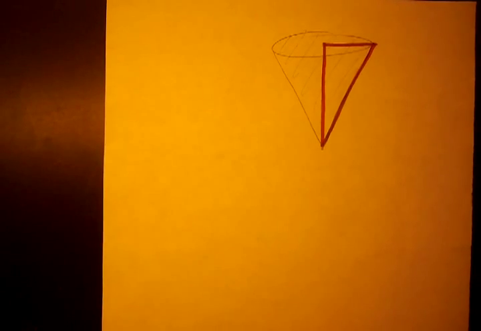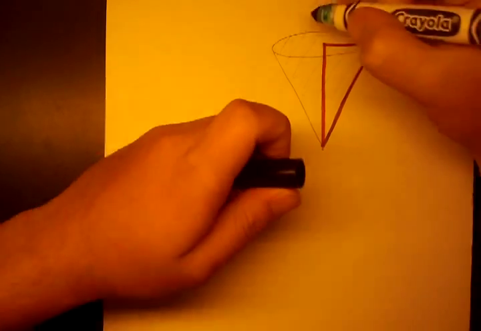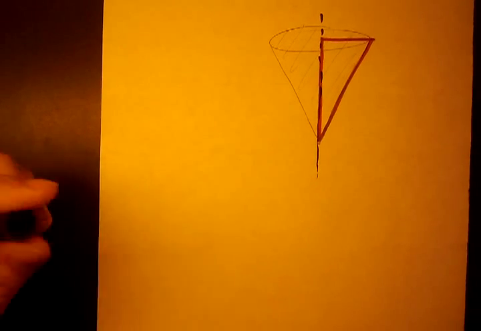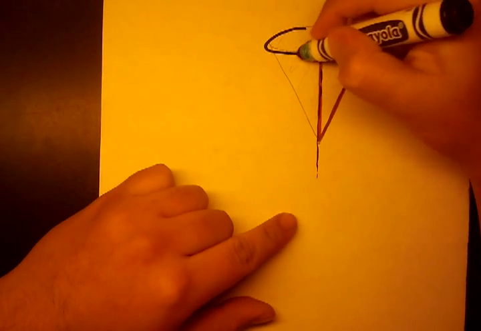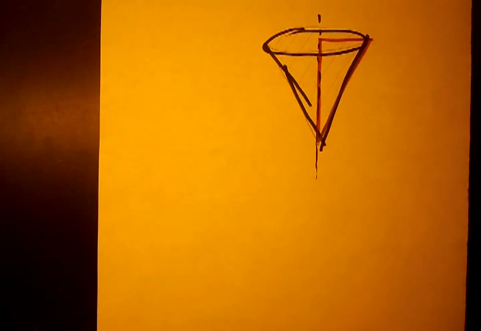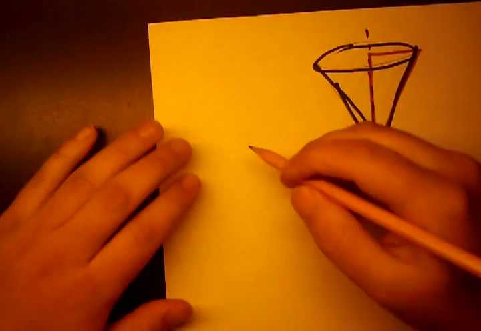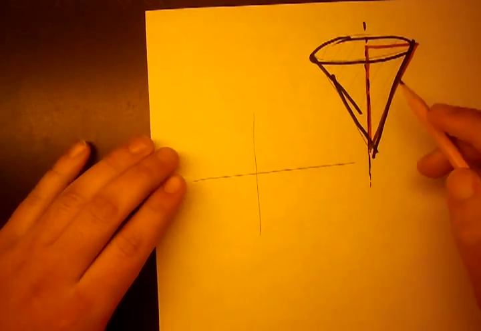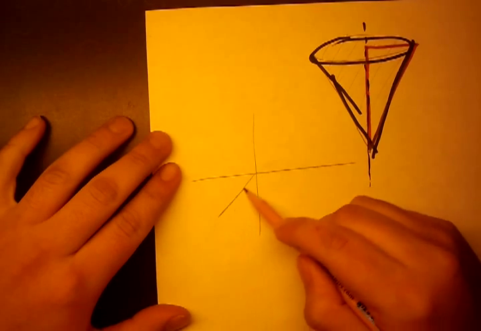The axis we'll put in black. It's a good color for the axis. So it's as if you rotate about that axis, and that forms our solid cone. And so if we represent this in a Cartesian coordinate system, we can draw a line that goes through the origin.